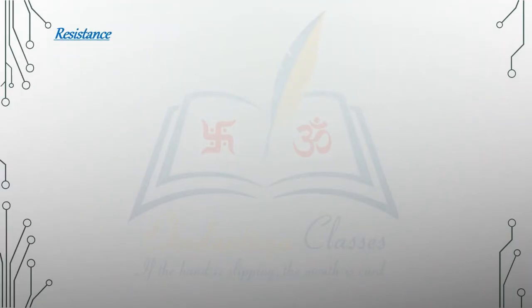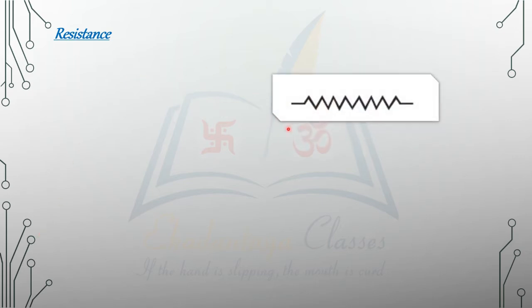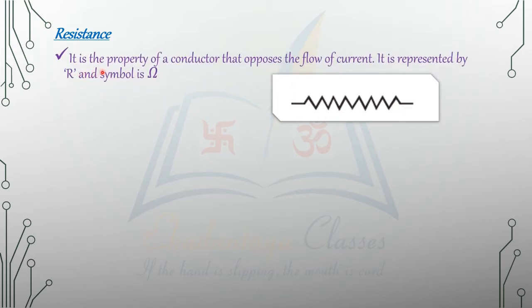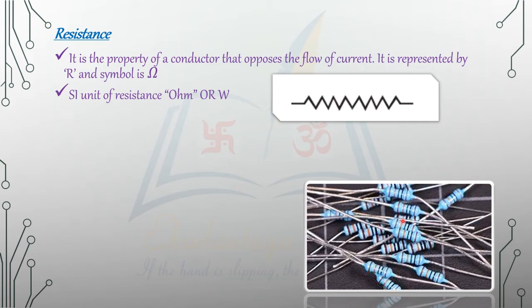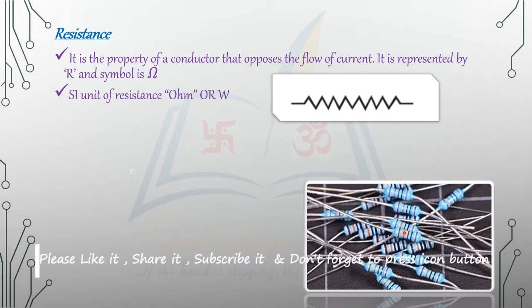Resistance. What is resistance? It is the opposition to the flow of current. See, this is the symbol of resistance. It is a property of a conductor. Just now I told that a conductor opposes the flow of current. It is usually represented by R or the symbol ohm. The SI unit of resistance is ohm. These are resistors. There are several resistors found which can be coded. They are 1K, 2K, 3K, 100K.